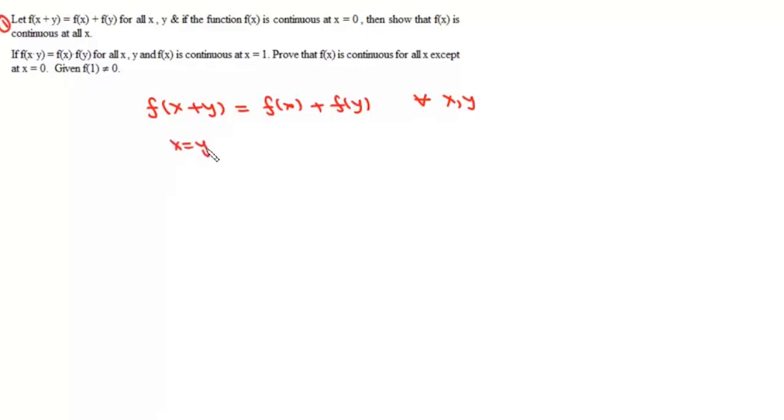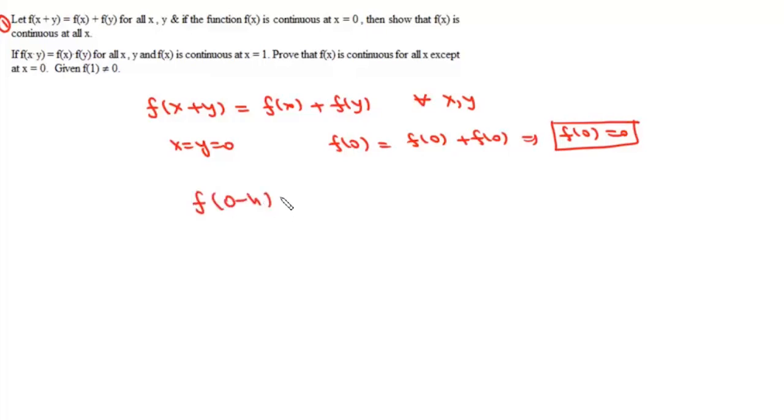Now, if we put x and y both 0, then we'll get f(0) equals f(0) plus f(0). That means the value of f(0) must be 0. So for this function, f(0) is 0. Now it says f(x) is continuous at 0. And if f(x) is continuous at 0, that means f(0-h) must be equal to f(0+h), and it will be equal to f(0), and f(0) in this case is 0.